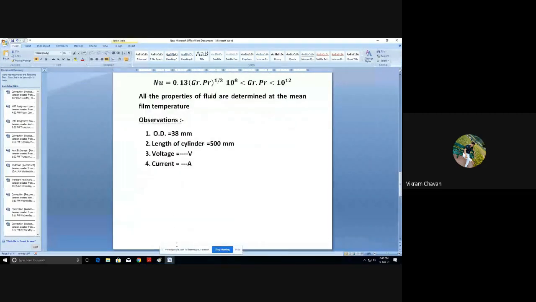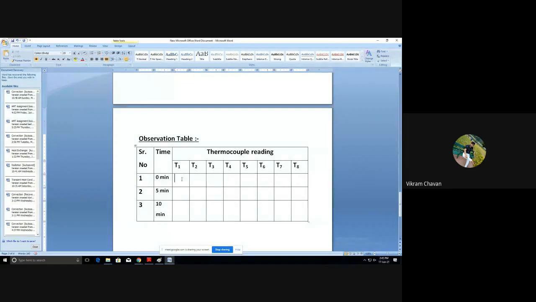Okay. So Sachin, can you tell me the readings? Voltage? How much voltage? 73 volt. Current? 1.75 ampere. Okay. Then for further readings.